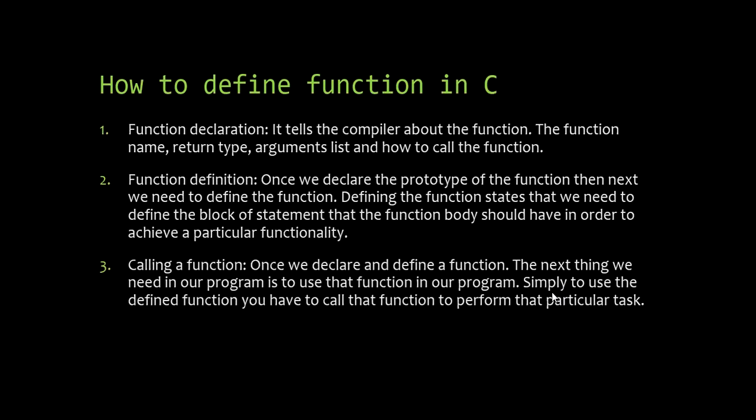So how can we define the function in C? First of all, we have to define the function declaration. It will simply tell the compiler about the function name, return type, argument list, and how we will call the function. It simply comes under the function declaration, and it must be declared on the very start.